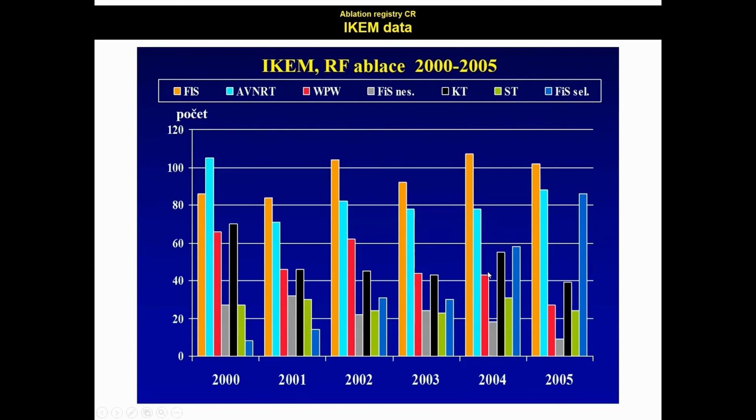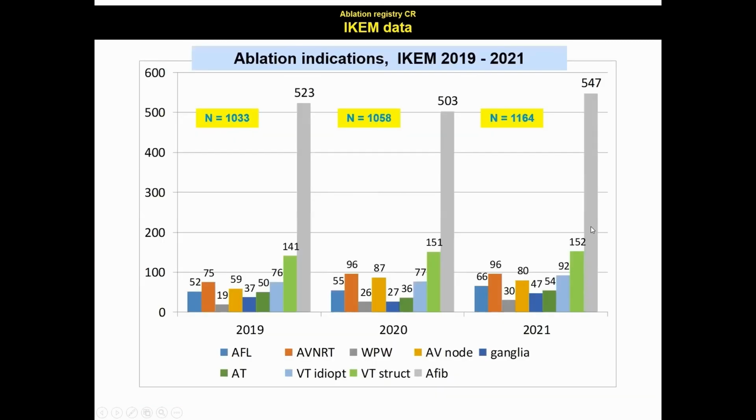Going back to history, in 2000, when we started with a few AFib ablations, the main indication was still atrial flutter, AVNRT, then accessory pathway, and atrial tachycardia. And again, only a few ablations of atrial fibrillation. Five years later, the first indication was still atrial flutter and AVNRT, but in third place was already atrial fibrillation. And we are going to present data from the last 3 years.